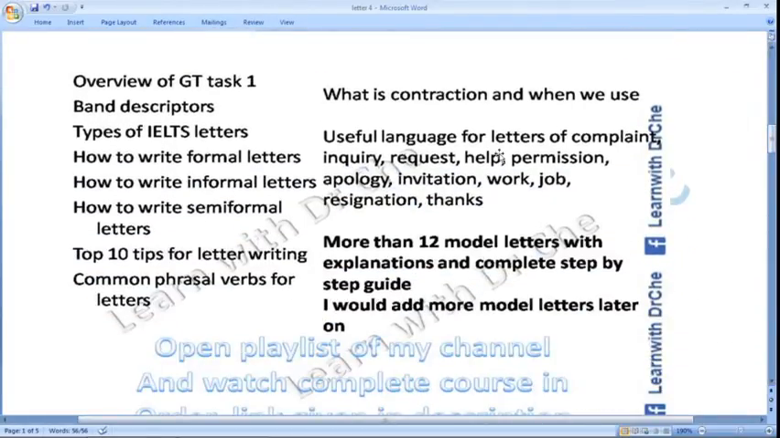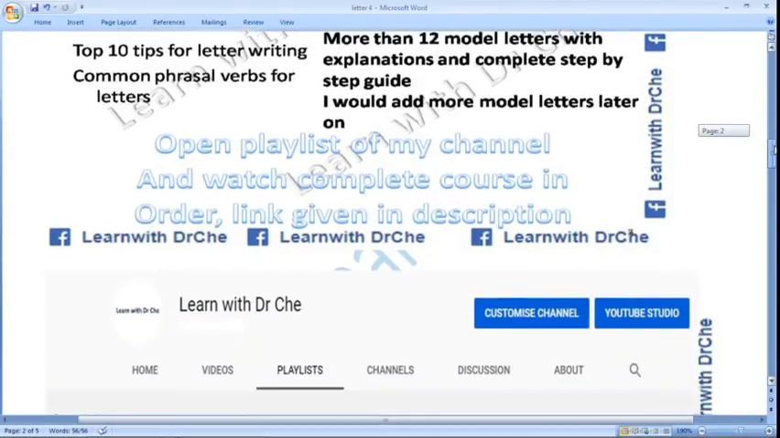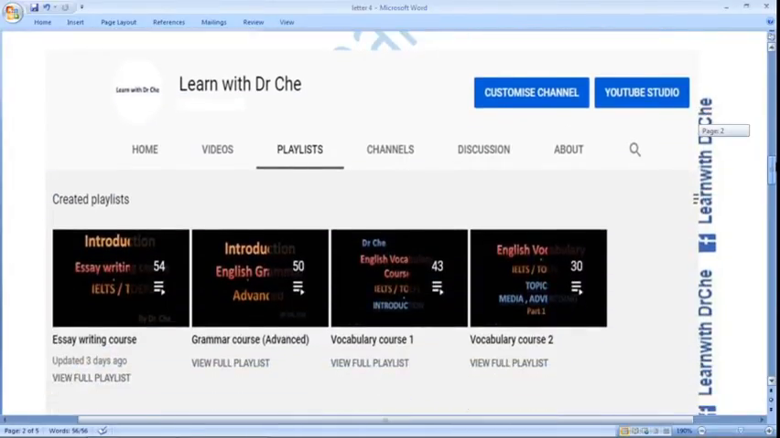This is an overview of my letter writing course. I have started from an overview of General Training Task 1, band descriptors, types of IELTS letters, how to write formal, informal and semi-formal letters, top 10 tips for letter writing, common phrasal verbs, what is contraction, useful language for letters of complaint, inquiry, request, help and many more. Then I have written more than 12 model letters in my course. So open the playlist of my channel and watch the complete course in order. The link is given below in the description box.